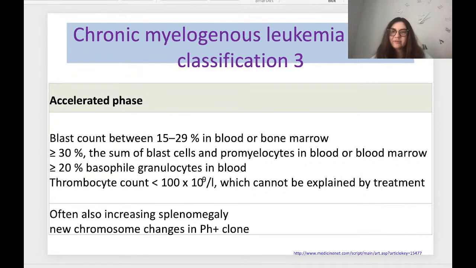In the accelerated phase, what do we see? The blast count is between 15 and 29% in blood or bone marrow, more than 30% the sum of blasts and promyelocytes in the blood or bone marrow, and more than 20% basophil granulocytes in the blood. The thrombocyte count in this case will show thrombocytopenia, less than 100, which cannot be explained by treatment. Often there is also increasing splenomegaly and new chromosome changes in the Philadelphia positive clone.